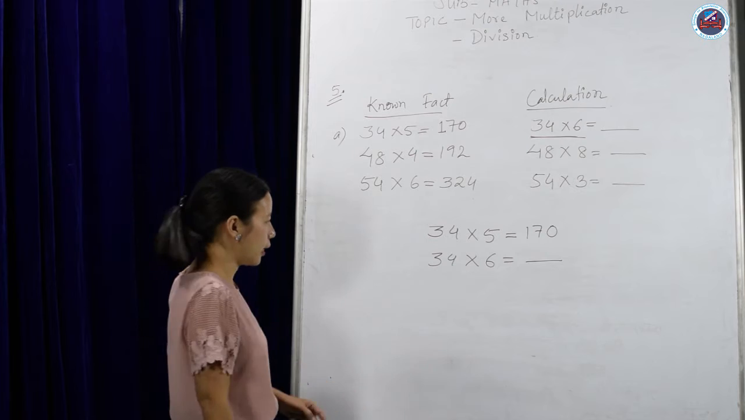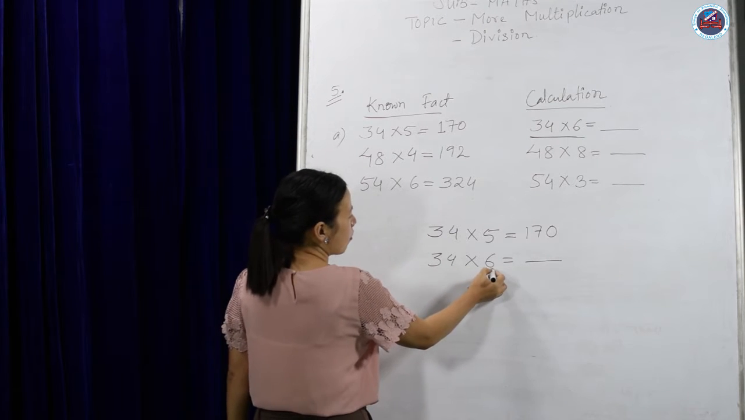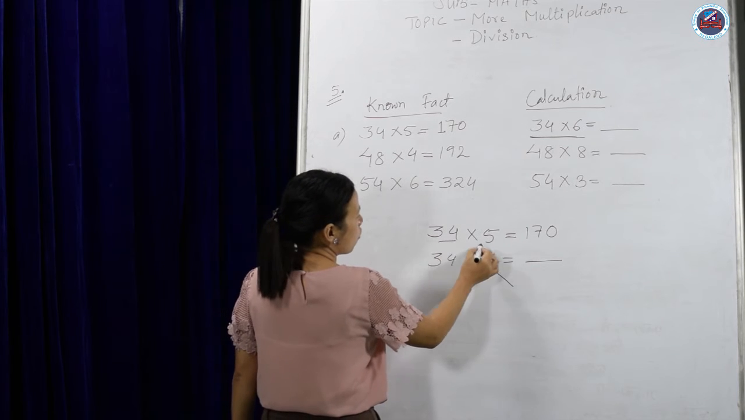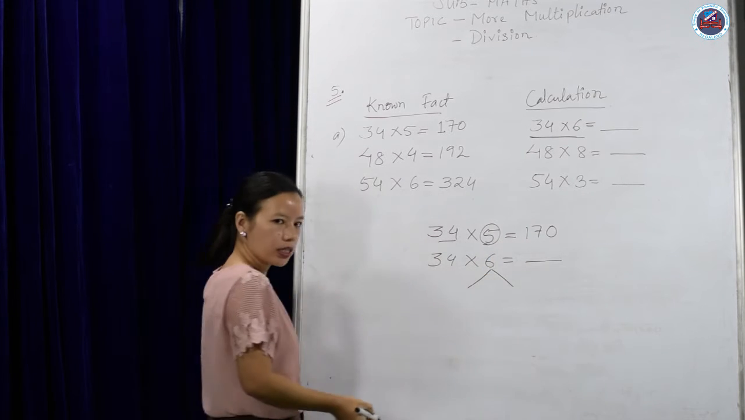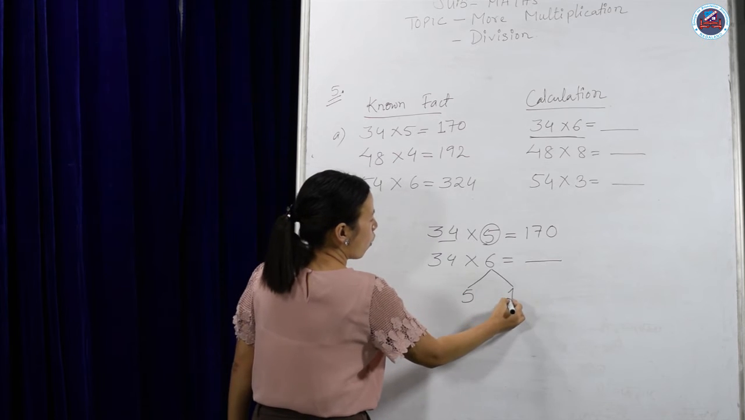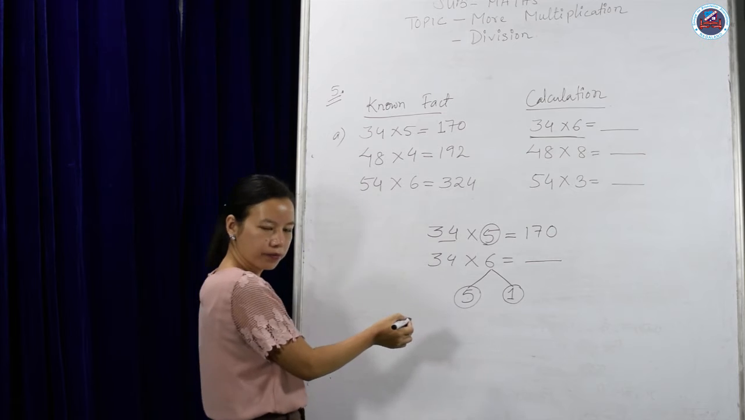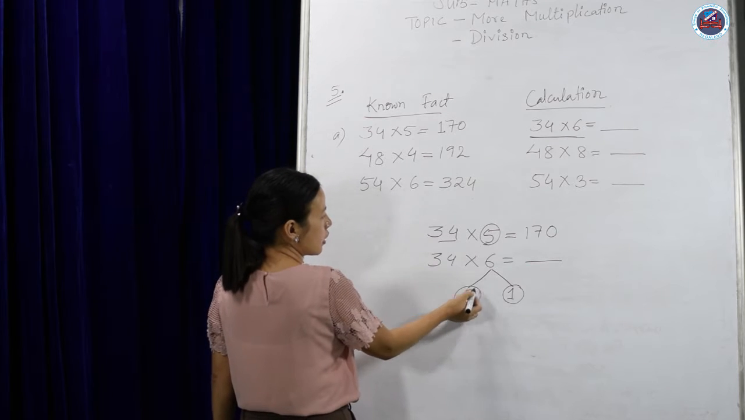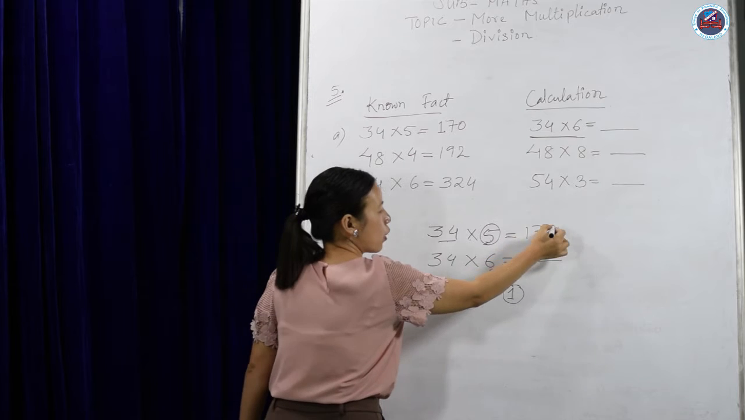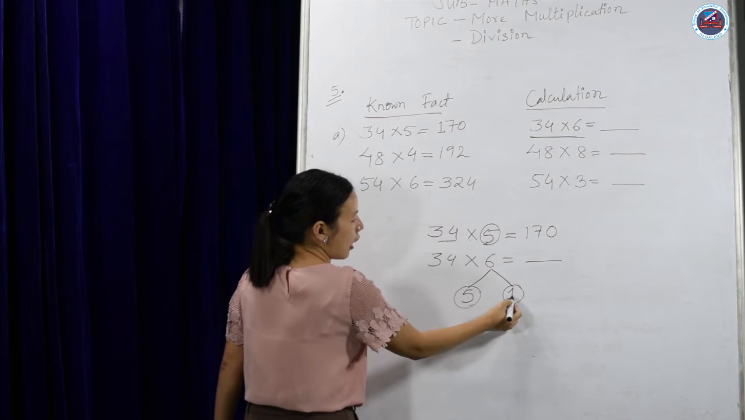So what am I going to do is take this 6 and break it into 2 numbers. I know that 34 times 5 is 170. So I'm going to break this 6 into 5 and 1. I know that 5 plus 1 makes 6. Why I've used 5 here is that they have used this 5 over here, that is 34 times 5 is 170. So to get the answer, I've used this 5 over here and then 1.